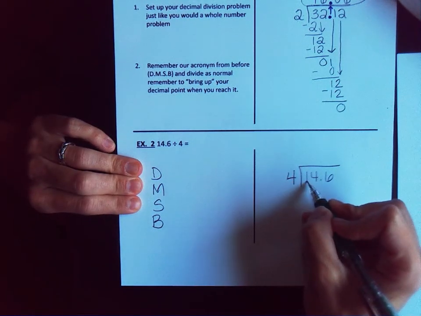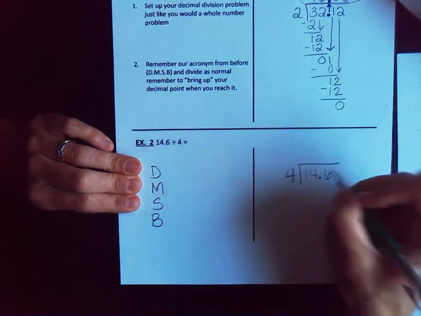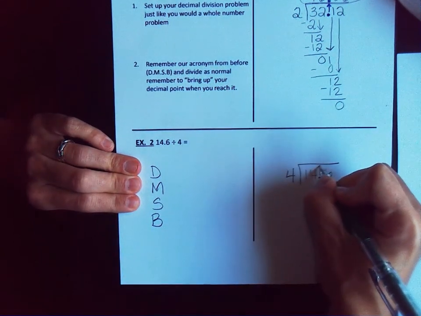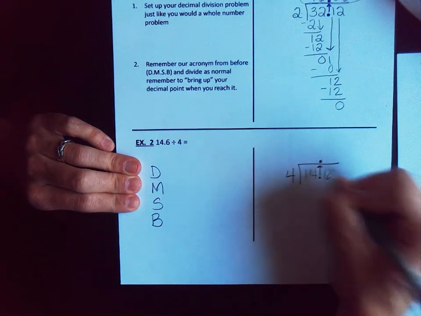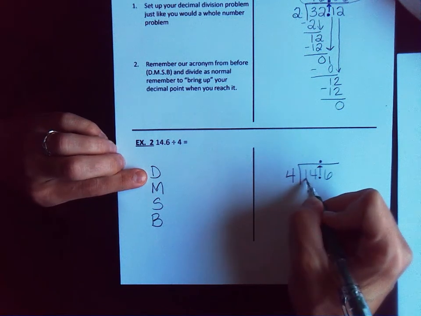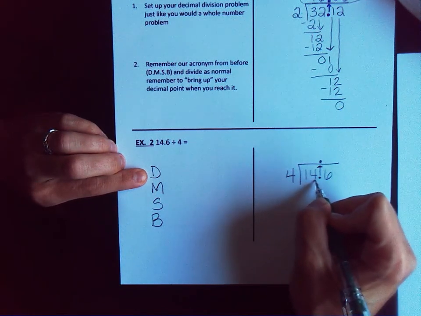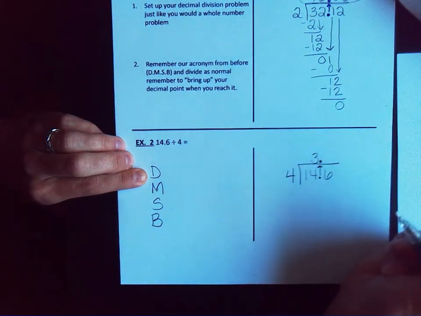4, does it divide into 1? No, it does not. So we need to go over to the second place. Oh, see, I knew I would forget. There's my decimal. I need to stop. Take my decimal straight up and put it in my answer so that I don't forget about it. Now, let's start over. Does 4 divide into 1? No, it doesn't. So I need to look, does 4 divide into 14? Yes, it does. It goes in 3 times without going over.